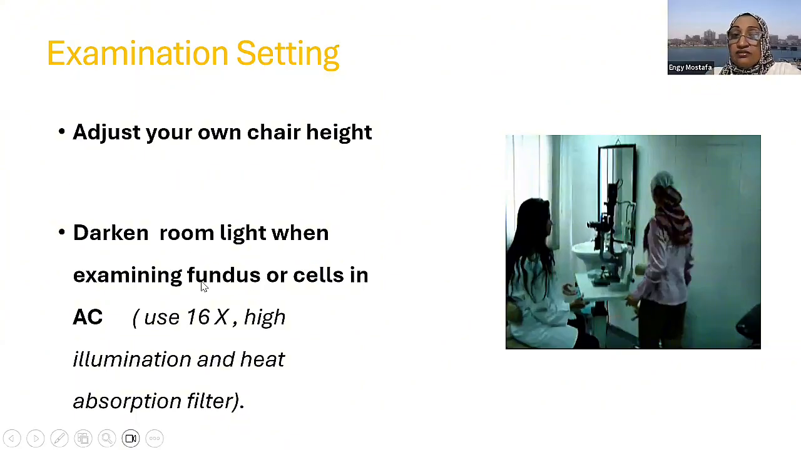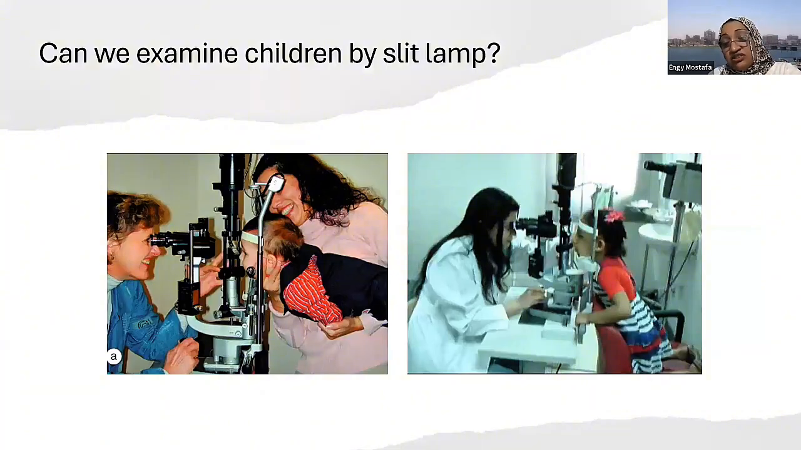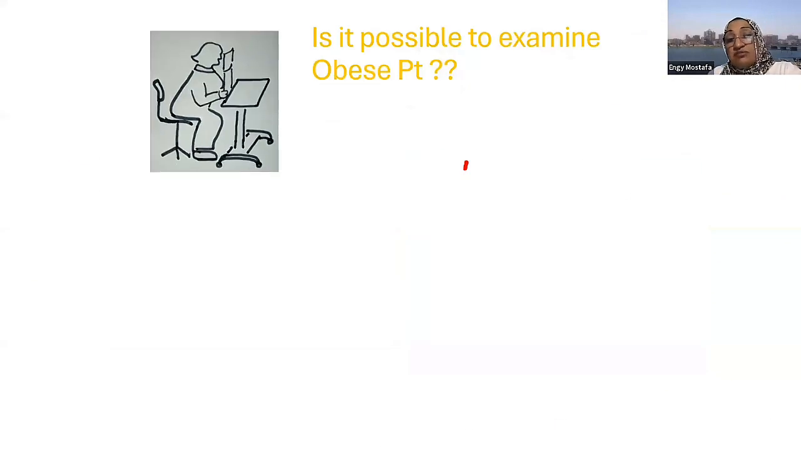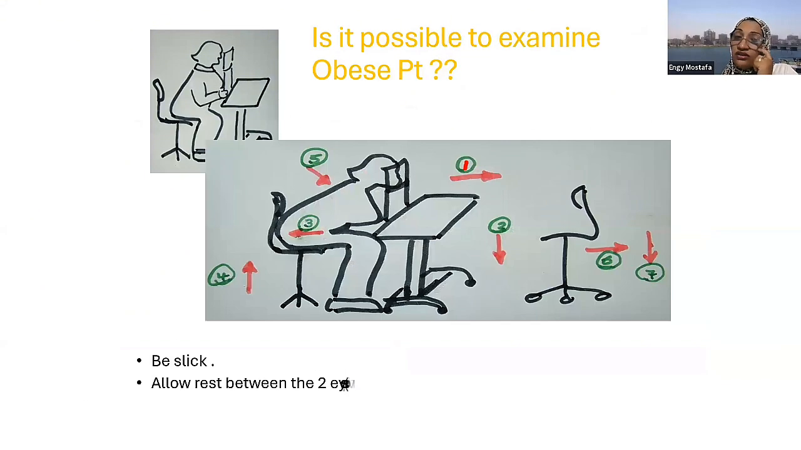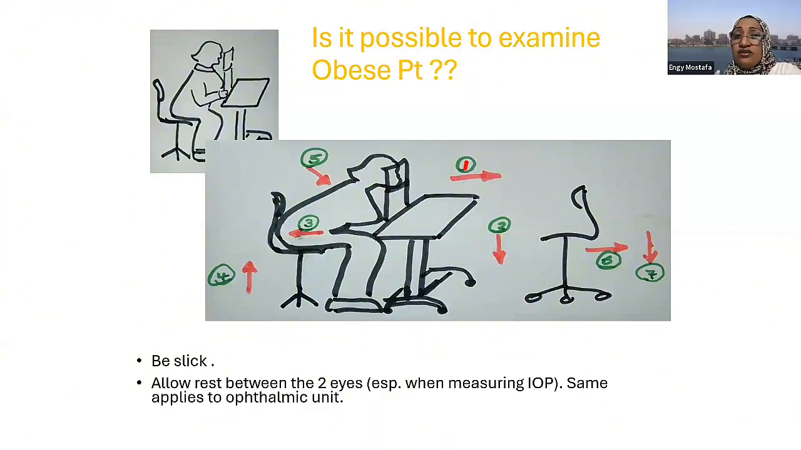We have to darken the room a little bit. It's better to be dim, not totally opaque, but dim. It's better for our illumination system. And of course, if the patient is cooperative, such as a child, we can try to examine him on a slit lamp after some persuasion from us or the nurses. Also with obese patients, we have to try to make them push the seat backwards. This would be a very helpful tip. And lower it, so your mechanical device can work freely.